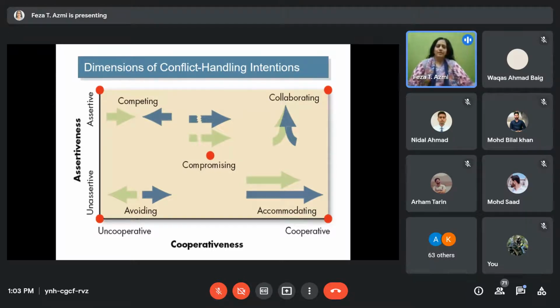And managers do it every day, right? So we have to do this. We have to sometimes adopt a competing approach.